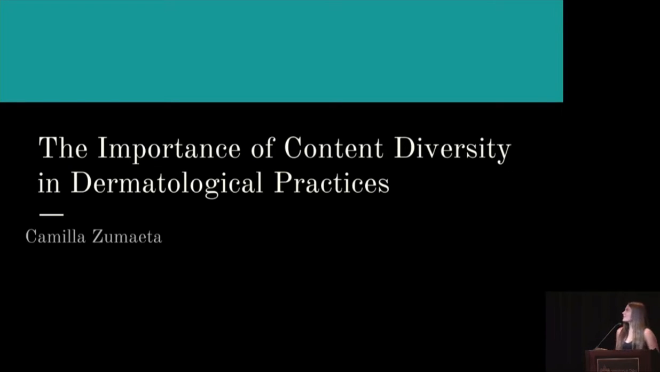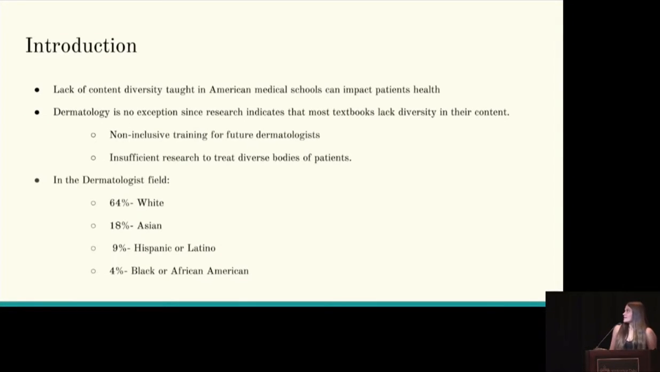So, the importance of content diversity in dermatological practices. The lack of content diversity taught in American med schools can impact patients' health. Dermatology is no exception, since research indicates that most textbooks lack diversity in their content. An example of this lack of diversity is non-inclusive training for future dermatologists and insufficient research to treat diverse bodies of patients.